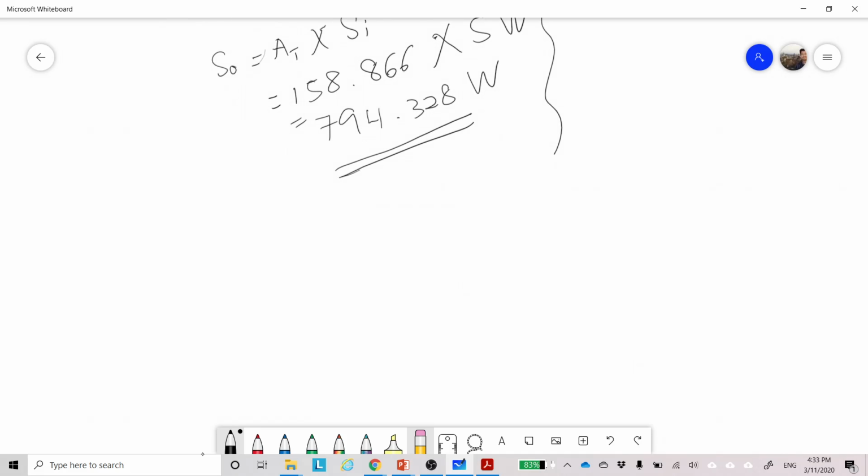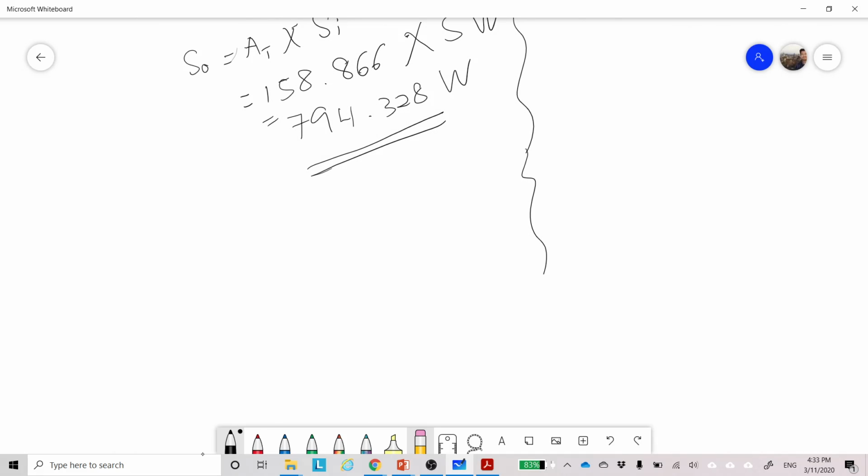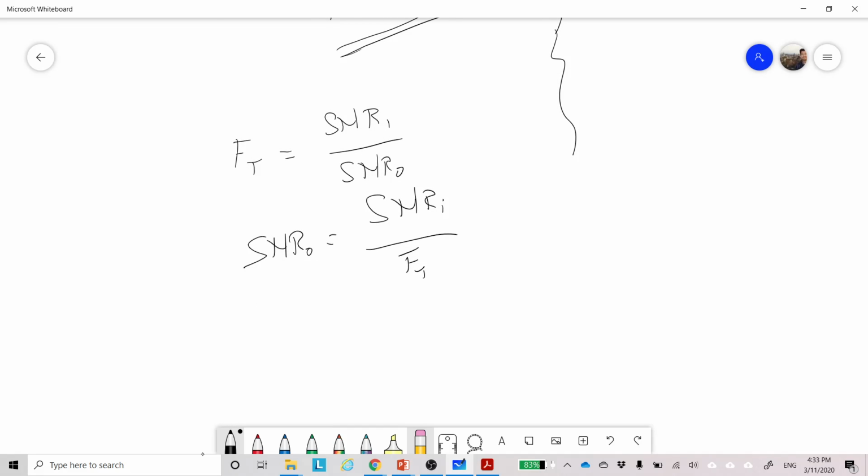Now the problem is NO. Ini problem yang besar untuk cari NO. In order to find NO, I have to find SNRO. Saya perlu cari SNRO. So F total is SNRI divide over SNRO. Okay, so SNRO is equal to SNRI divide over F total. Ini berapa? So you boleh cari di sini, F total tadi kita boleh cari, so SNRI.